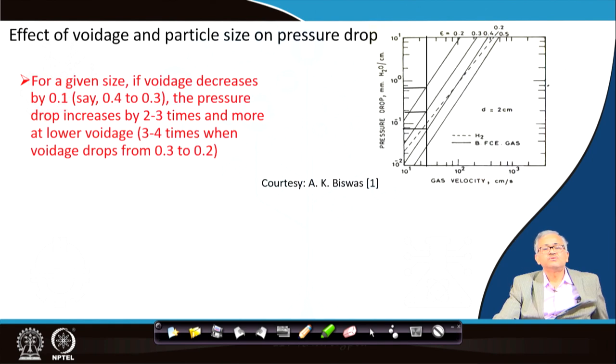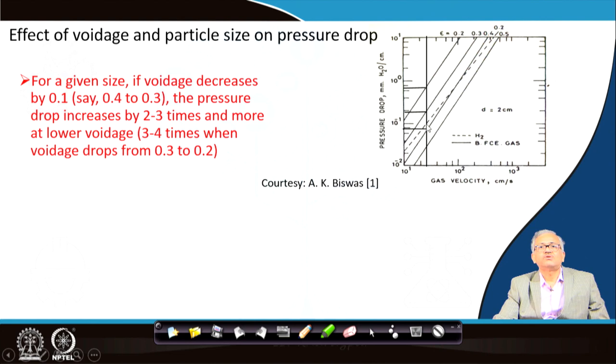From this diagram also you can get some idea of the effect of voidage and particle size on the pressure drop. This shows the pressure drop against gas velocity, and you can see that this line is with a voidage of 0.4, this solid line is a voidage of 0.3, and this solid line is a voidage of 0.2.